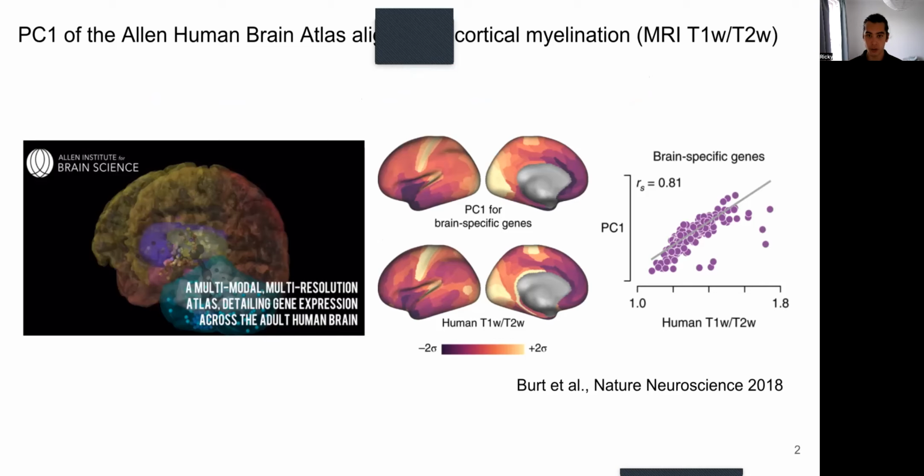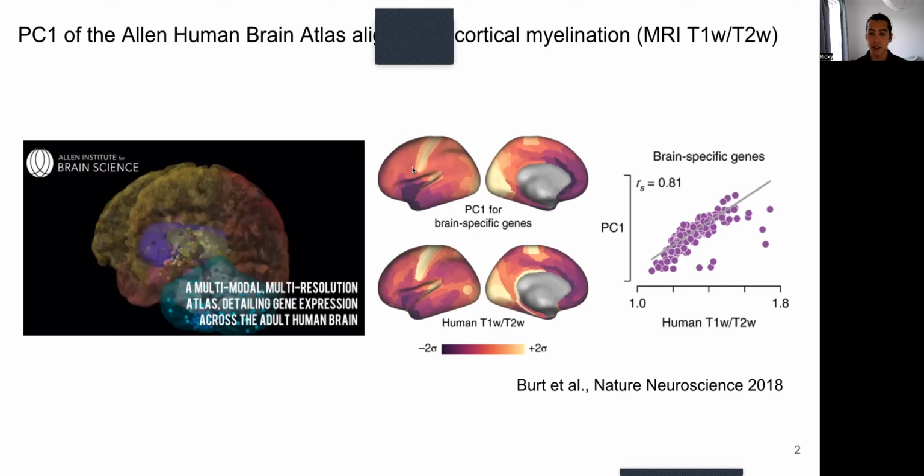One of the things you can do with these data is run PCA, principal component analysis, on the region by gene expression matrix and look at those principal components. So why would you want to do that? Well, one reason is that the first principal component of the Allen Brain Atlas gene expression matrix seems to be quite relevant for many different brain functions.